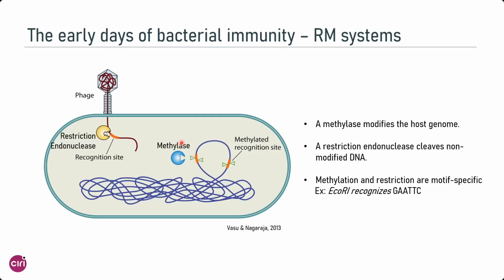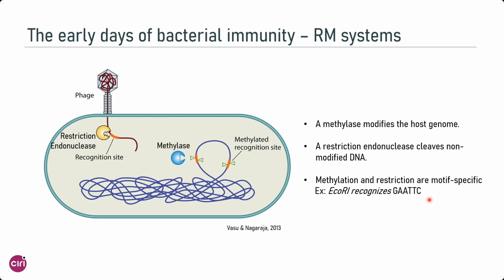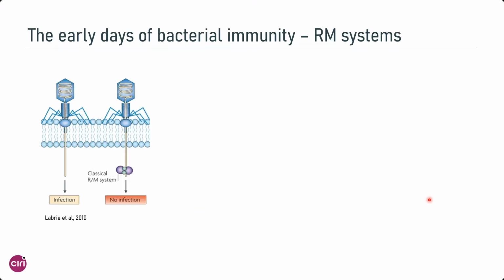So this methylation and this restriction are specific. For example, the EcoRI enzyme, which is widely used in laboratories for restriction cloning, recognizes the specific motif GAATTC. And actually, this defense system is always the beginning of an arms race, because of course, if phages exist today, it means that they found ways to inhibit those defense systems.